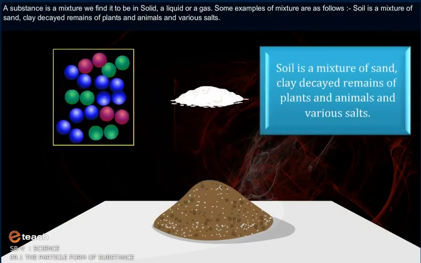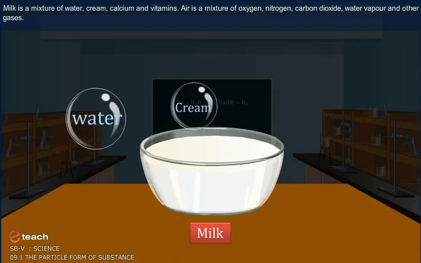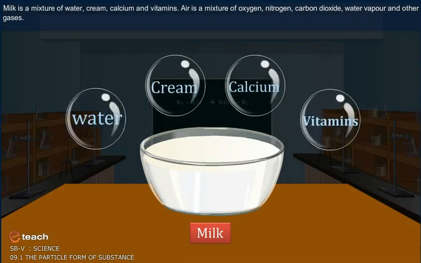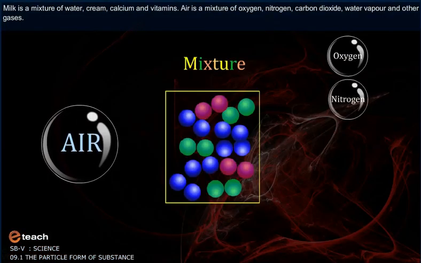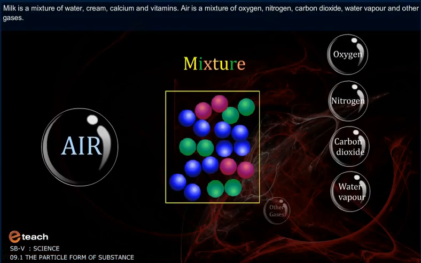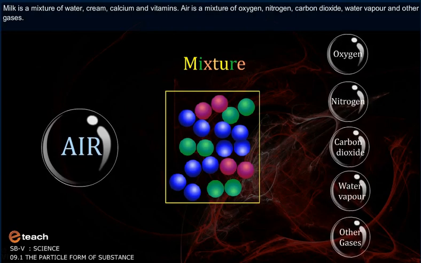Soil is a mixture of sand, clay, decayed remains of plants and animals and various salts. Milk is a mixture of water, cream, calcium and vitamins. Air is a mixture of oxygen, nitrogen, carbon dioxide, water vapor and other gases.